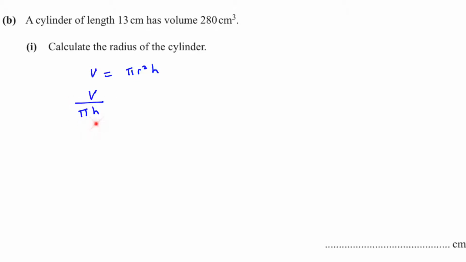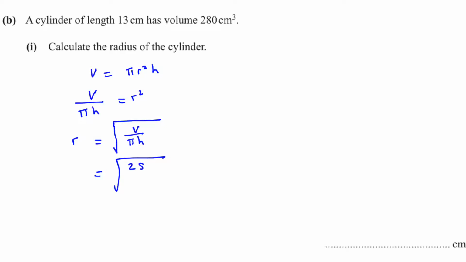V over pi h is equal to r square. We want r, not r square. Therefore, r is equal to, whenever you have a square and you want to remove it, you will square root the opposite side. So r is equal to square root of V over pi h. Now we are going to substitute the values that we have.